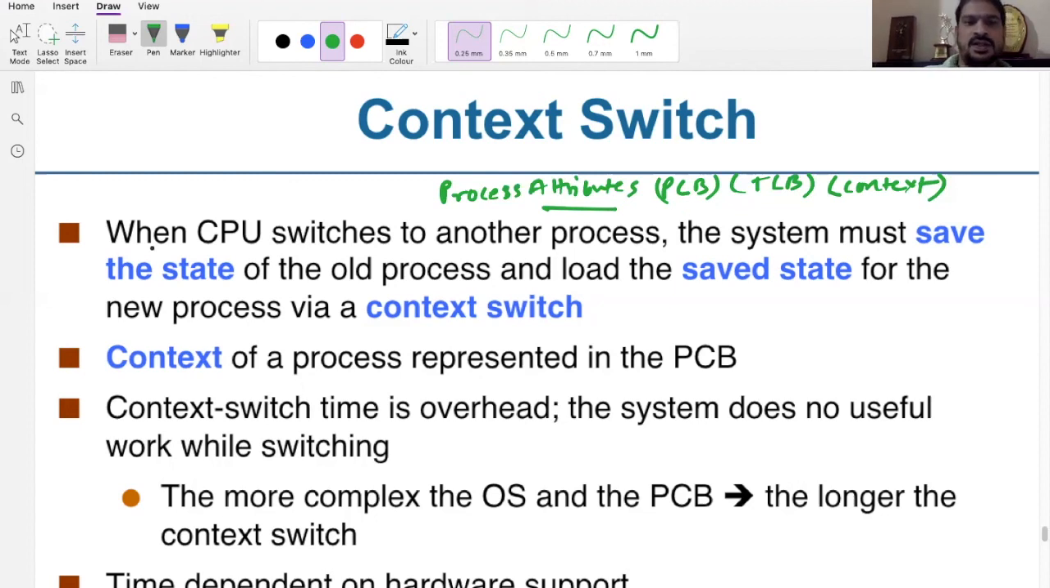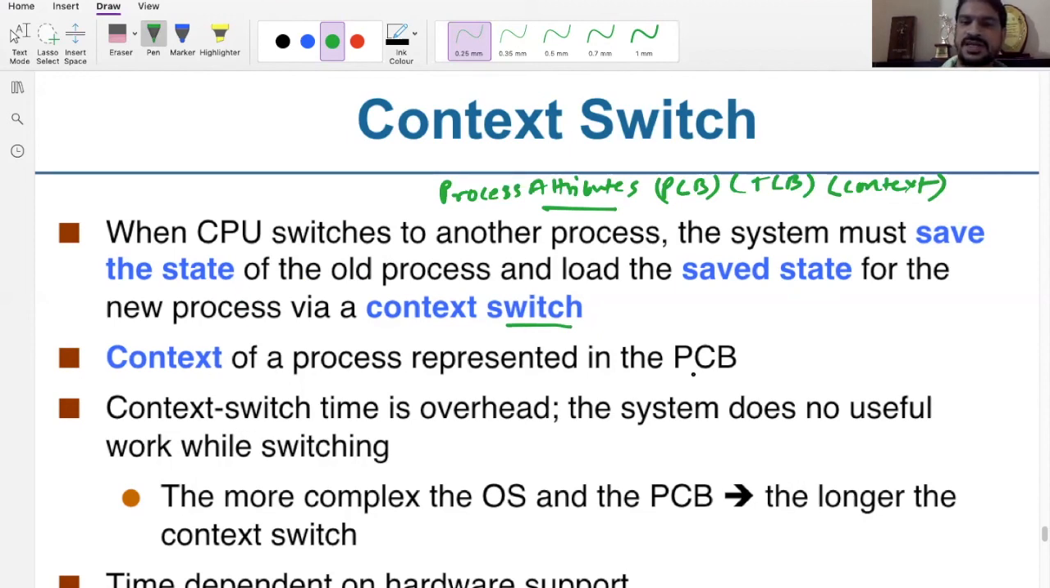When the CPU switches to another process, the system must save the state of the older process and load the saved state of the new process via context switching. So the state has to be saved: what the different CPU register values are, what the program counter is. All these things will be saved. That is called the state of that particular process. So the process state has to be saved and the new process has to be loaded, and that new process state also has to be saved somewhere. That is called context switching.